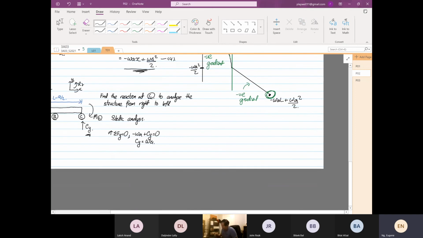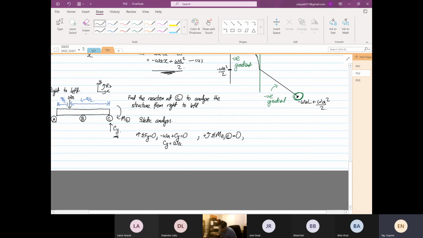So this is your Cy, and then your moment about point C. We're going to take summation of moment about Z at point C. This one will be going anti-clockwise, so it's omega A times L minus A/2, and then this one will be minus M at point C. So M at point C is equal to omega AL minus omega A squared over 2.